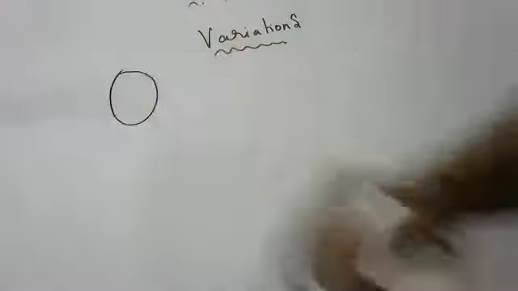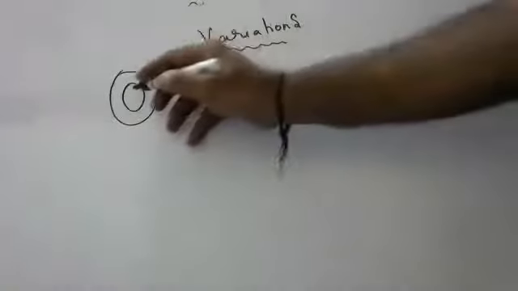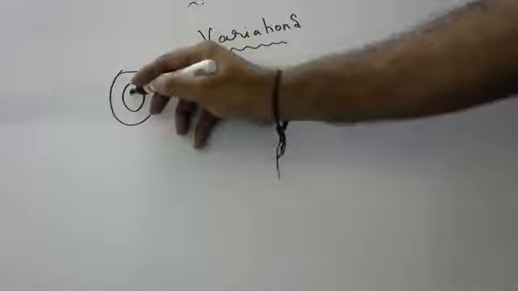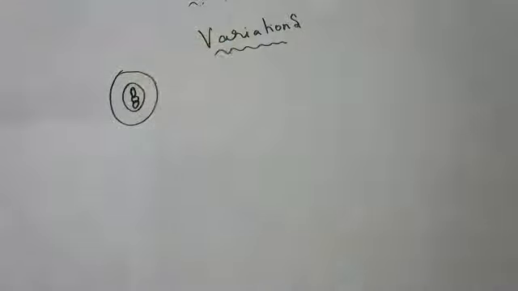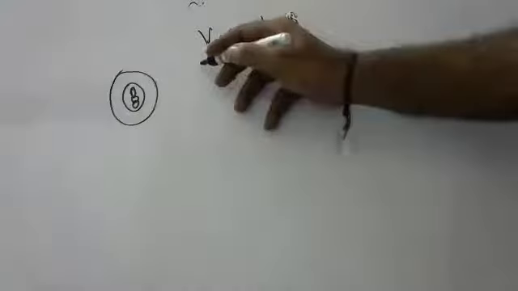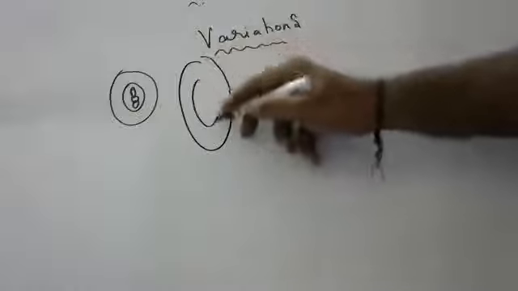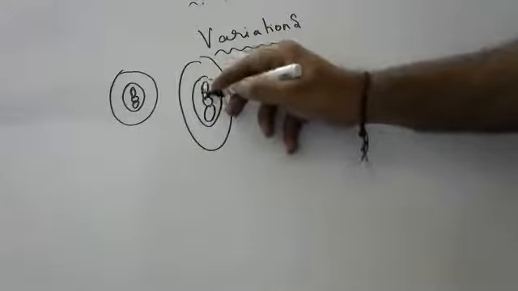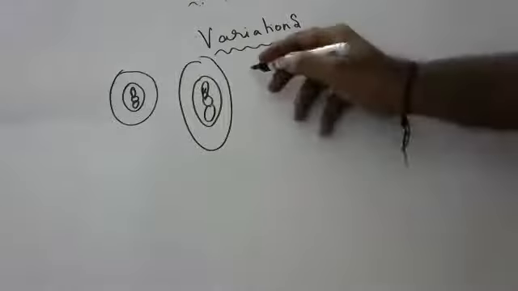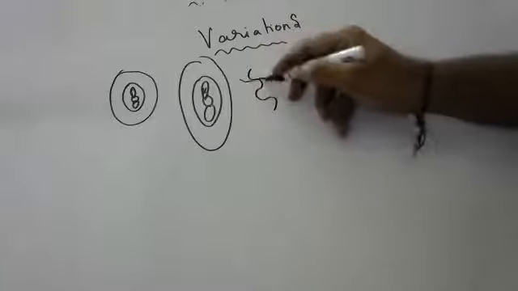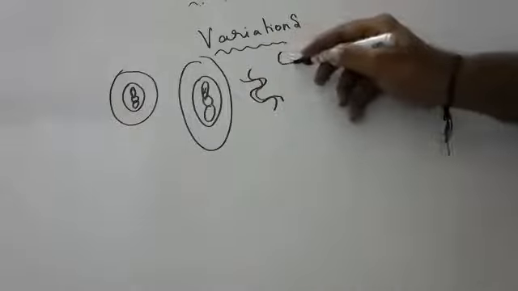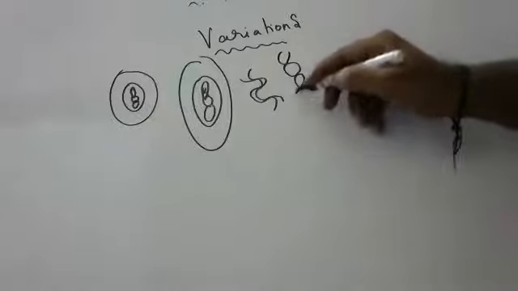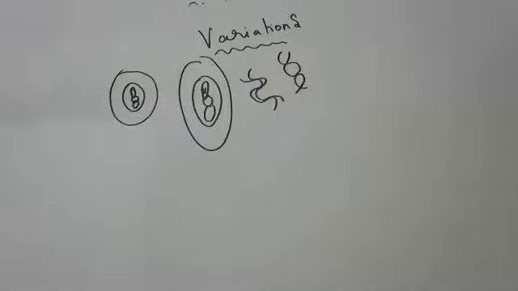This is a cell. In the cell, there will be a nucleus. In the nucleus, there will be chromosomes. In the chromosomes, DNA will be there, children. Cell, nucleus, chromosomes, DNA. DNA is a coiled structure, all of you know that. DNA is a double helix coiled structure, discovered by Crick and Watson.